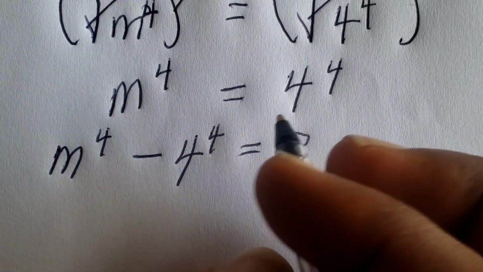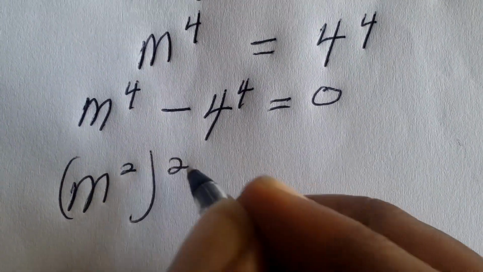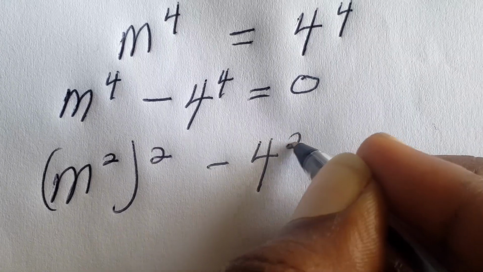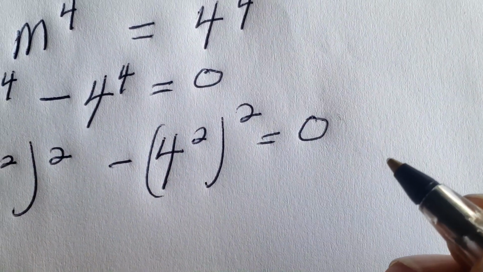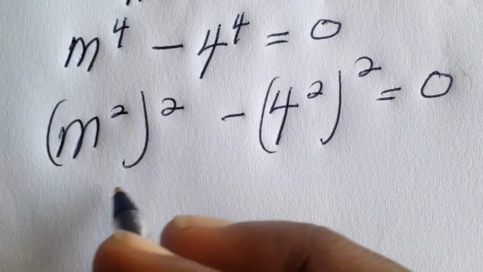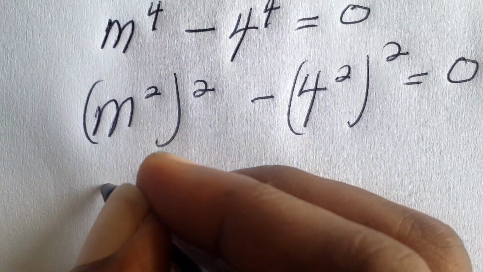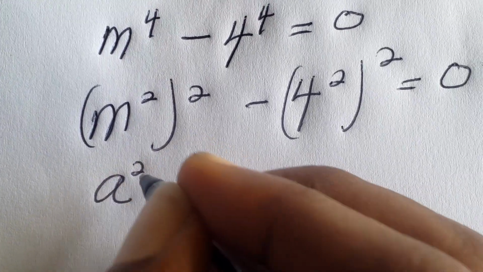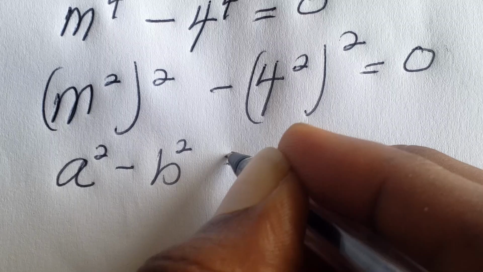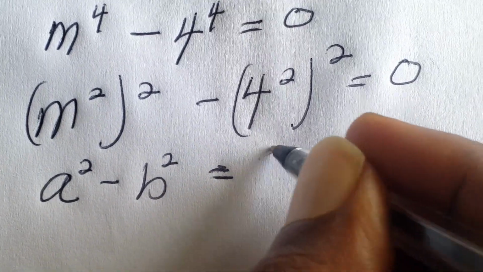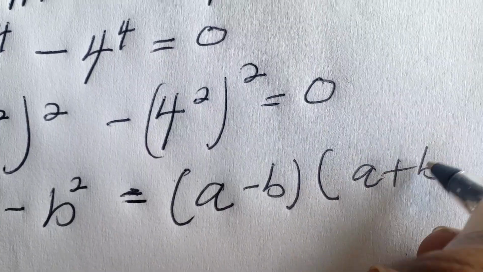We can rewrite this as (m exponent 2) exponent 2 minus (4 exponent 2) exponent 2, which is equal to 0. Now let's record this formula. In algebra, we have a exponent 2 minus b exponent 2, which we call the difference of two squares, and is expressed as (a minus b) times (a plus b).